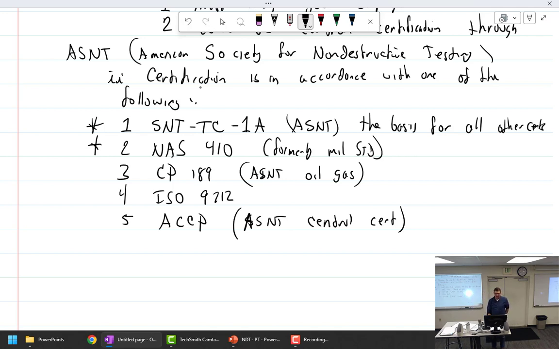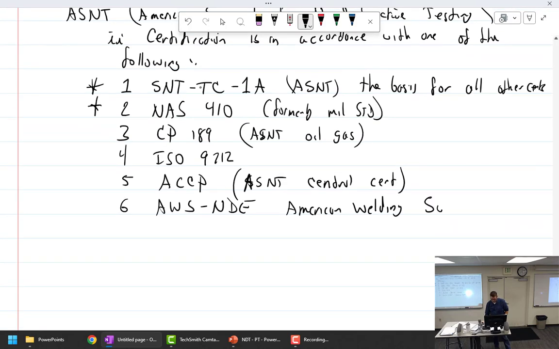And then after that, you can see ASNT wrote the publication for oil and gas. They wrote the publication then for central certification. And let me see, there's also AWS-NDE, which would be the American Welding Society for non-destructive examination. And you have to remember that there's so much difference between these things. It just doesn't cross-relate well.